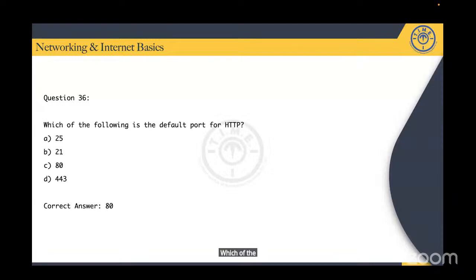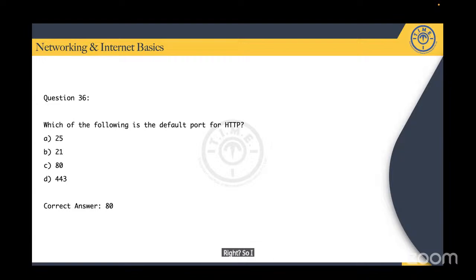Which of the following is the default port for HTTP? It is 80. The default ports are direct SSC favorites or banking exam questions too. HTTP port number 80, right? HTTPS, secured, port 443. And what about the other two? 25 is SMTP, the email sending port number. 21 is FTP, file transfer protocol.